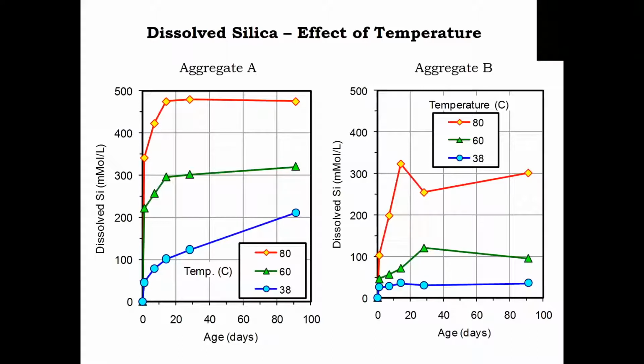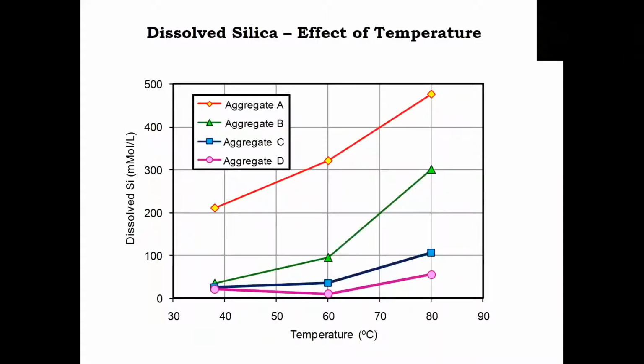It takes longer at 38 for the silica to go into solution, as we might expect. Whereas for aggregate B at 38 degrees Celsius, the silica is not soluble, and it's the elevated temperature that renders it soluble. So this is an explanation for why the 80 degree C test will show many aggregates to be damaging when in actual fact they're not. It's a function of the reactive silica content. The amount of dissolved silica we get as a function of temperature exactly replicates the expansion we got as a function of temperature. So it completely explains the role of temperature in giving us a bad result.